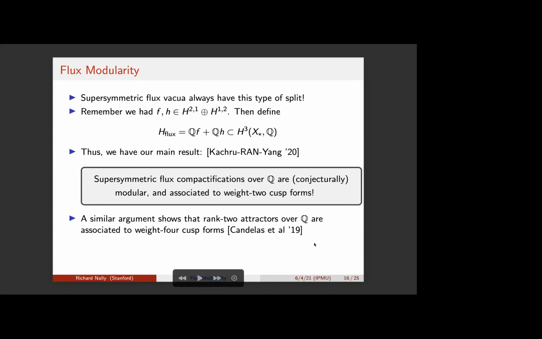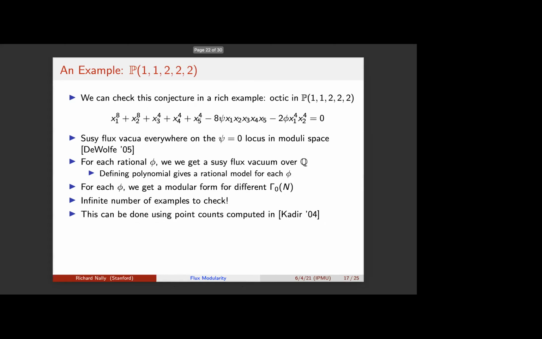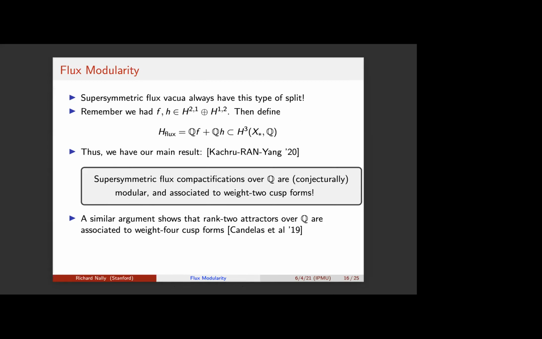Sorry, one more question. Yeah. The statement that SUSY flux compactifications over Q are associated to weight 2 cusp forms, is that a statement that you make because you've checked through the entire space of cusp forms, or constructed the space of cusp forms and then checked for a large class of SUSY flux compactifications, or is it just this one? No. So there is an abstract argument, but it depends on things like the Hodge conjecture.